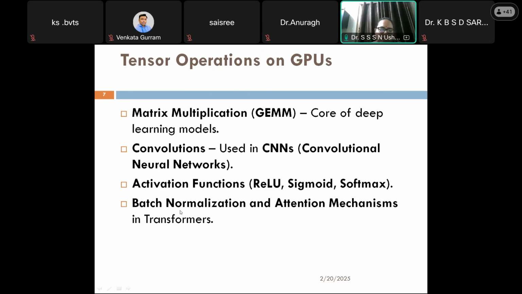I want to give you one brief idea about transformers. Transformers do the work in parallel with an attention mechanism. Batch normalization is an optimization technique that improves the performance of the model. These transformers again require tensor operations, so that is why the GPU is very helpful. One example is the BERT language model, which is a transformer that uses these tensor operations.